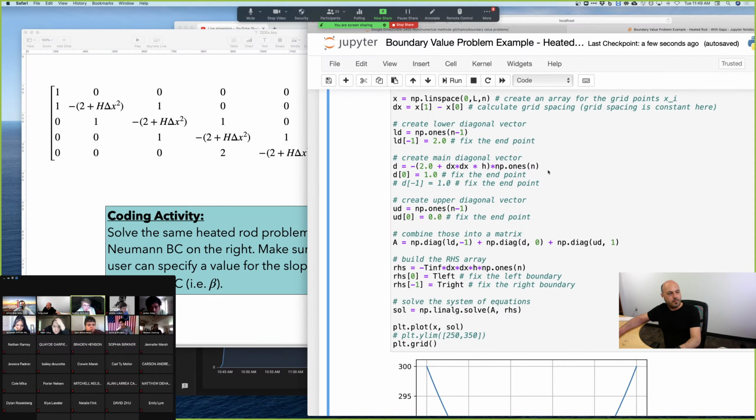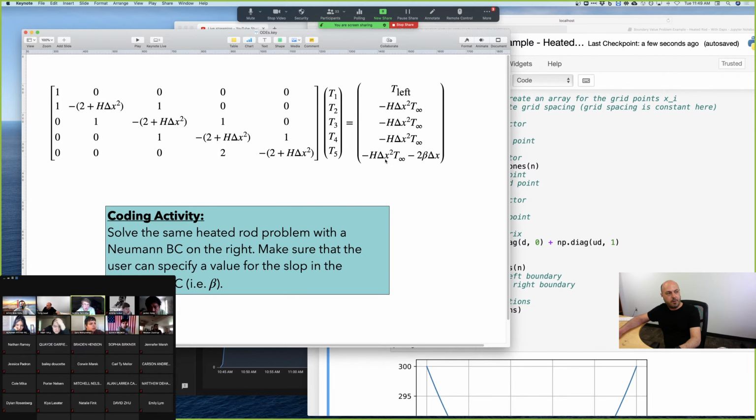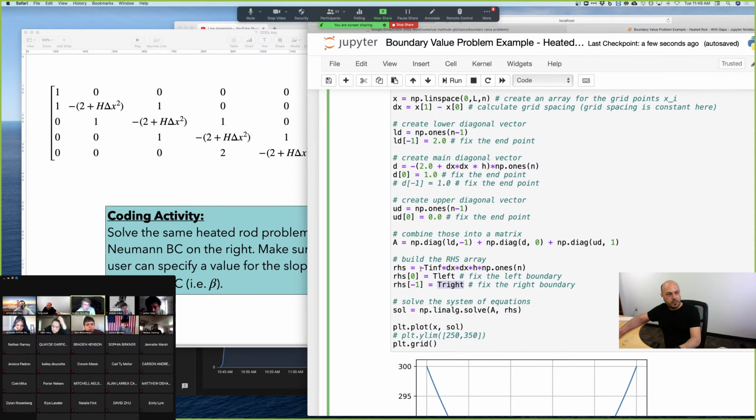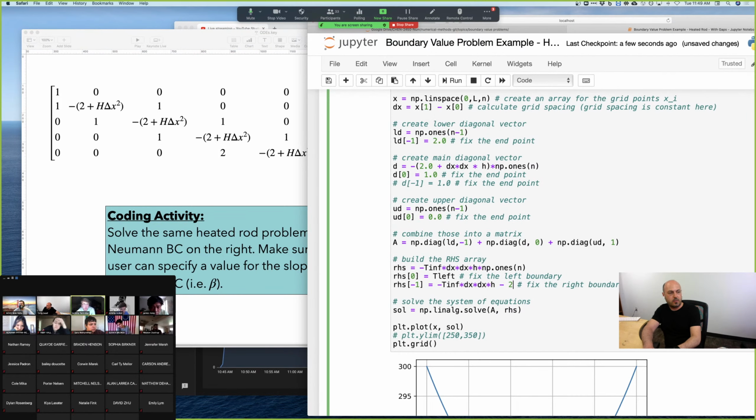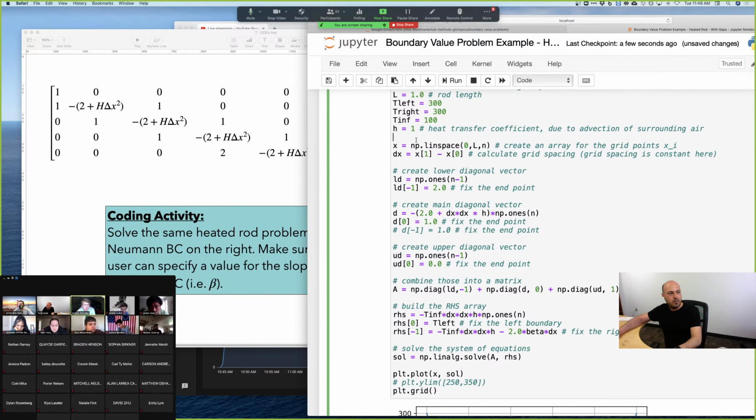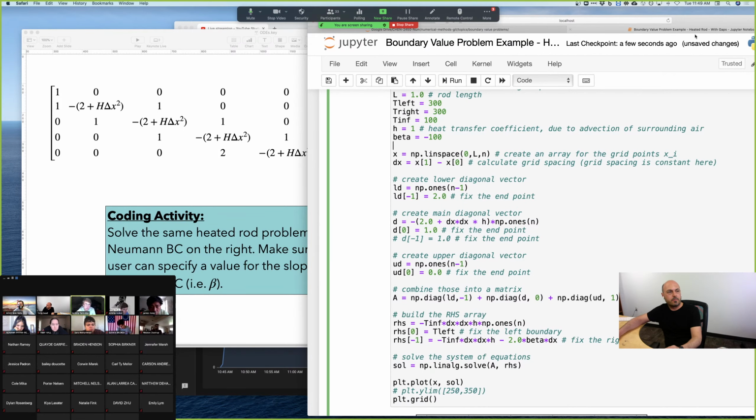And the right-hand side, instead of changing the last point to T right, I changed it to that equation, which is minus h delta x squared T infinity, right? Yep. So minus h delta x squared T infinity, and then minus 2 beta delta x, correct? Times beta times delta x. Now we need to define beta somewhere, so let's say beta equals minus 100. And that's it.